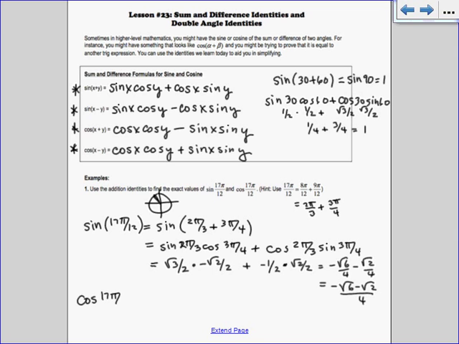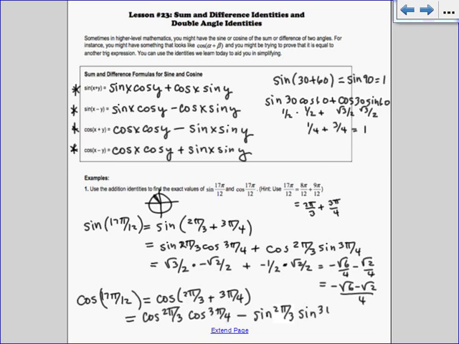All right, and then the same idea for cosine of 17 pi over 12. Let me break it apart into the 2 pi over 3 and 3 pi over 4. So that's the one where it's cosine, cosine minus sine, sine. So it's going to be cosine of 2 pi over 3, cosine of 3 pi over 4, and then the different signs, a minus, sine of 2 pi over 3, sine of 3 pi over 4.